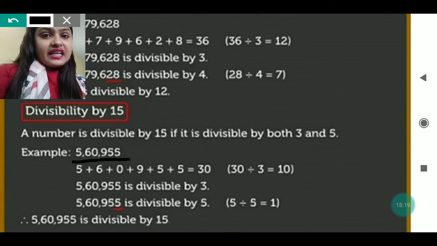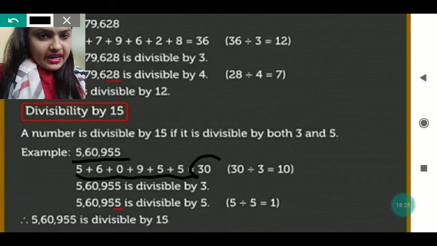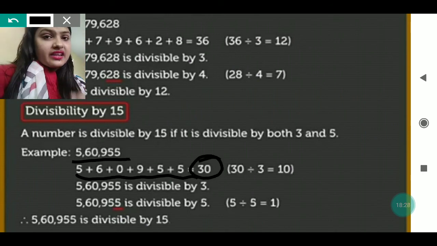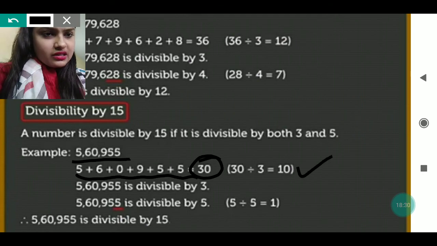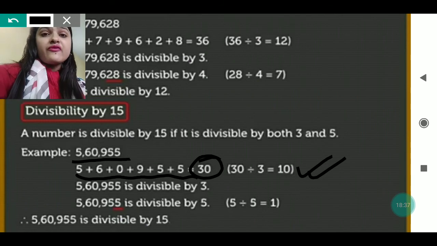So yes, 30 is divisible by 3. When we add all these 6 digits, we are getting 30. So 30 is divisible by 3, 10 times, which is written here also, you can see. So it means it is divisible by 3. But we have to see whether this number is divisible by 5 also.